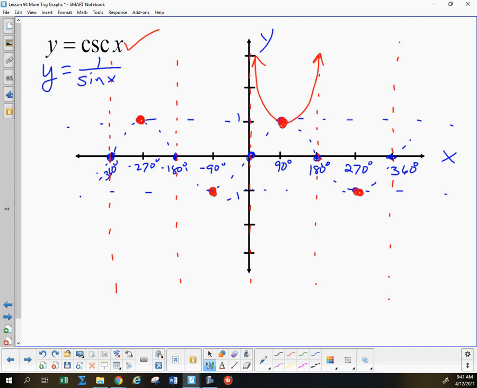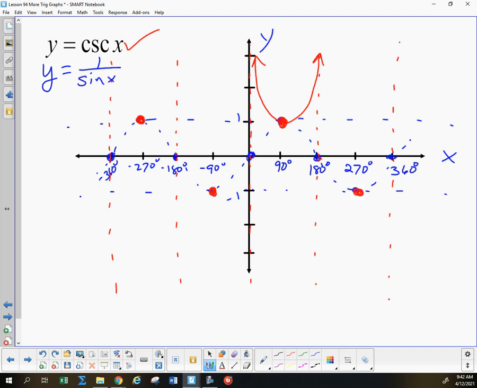And same thing here. And you could plot some other points if you really wanted to. So let's see, at 45, 1 over root 2 over 2. I mean, you're going to be getting into some weird things with that. But you could keep working your way through that. At 30 degrees, the sine's a half.